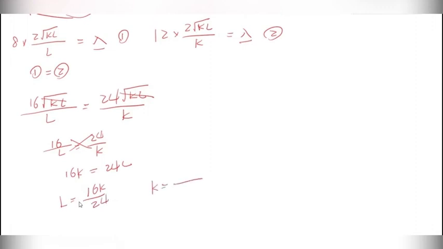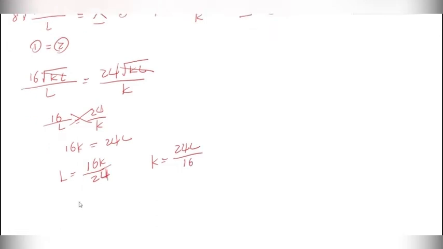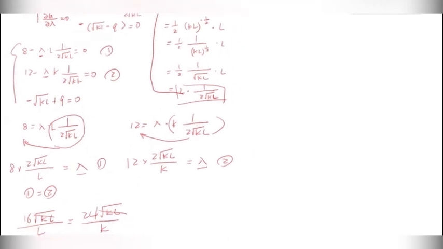For K, K is equal to 24L over 16. Both the bottom and the top, both divided by 8: the numerator divided by 8 equals 3 and the denominator divided by 8 equals 2. So K is equal to 3L over 2, and so we have equation 4.